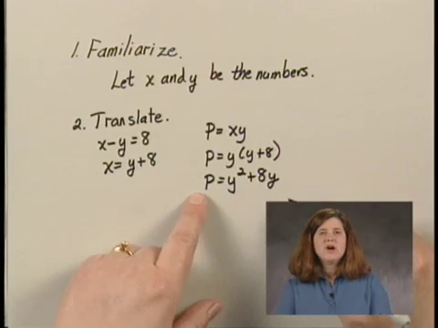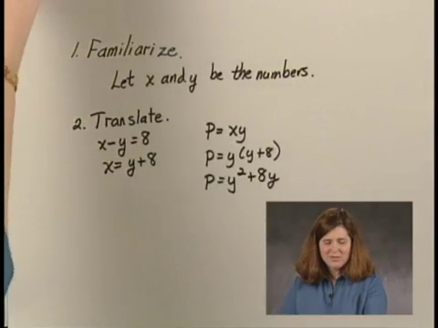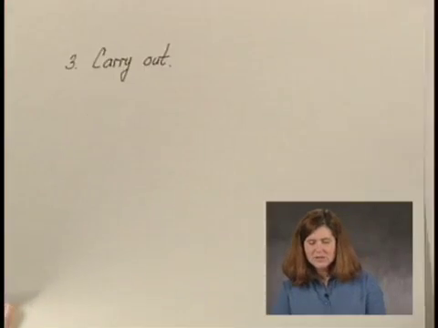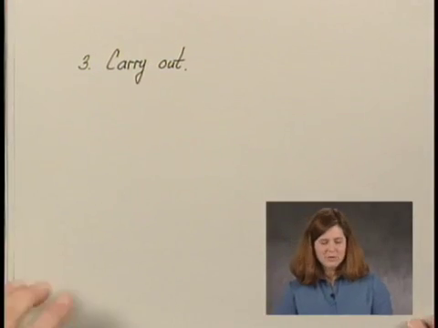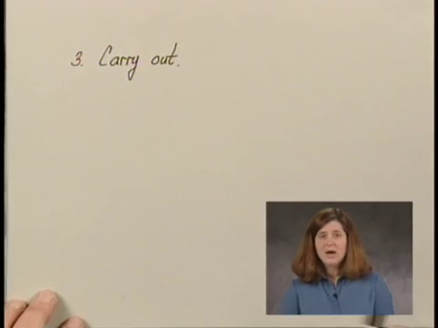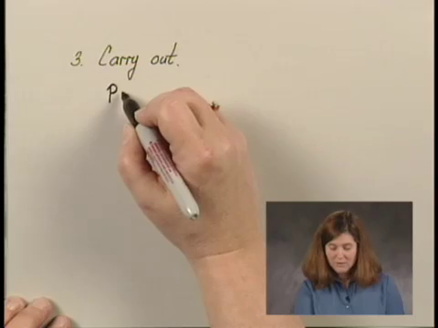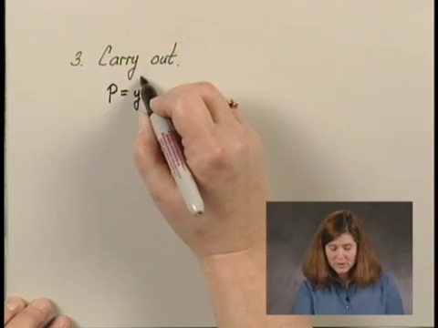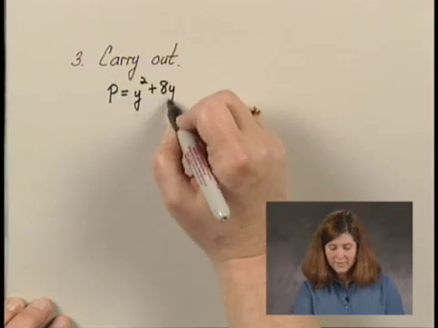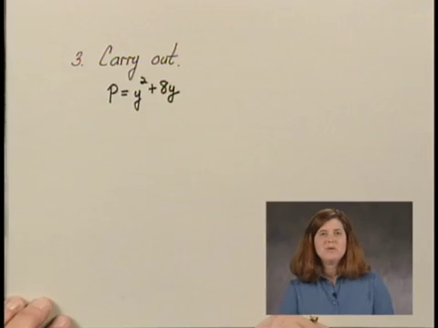Now, instead of doing a solve step, I'm going to rename my third step carry out, because I'm not really solving an equation. I am trying to find the minimum value of a function. So I'm looking to find the minimum value of p, where p equals y squared plus 8y. I'm going to do this by completing the square.